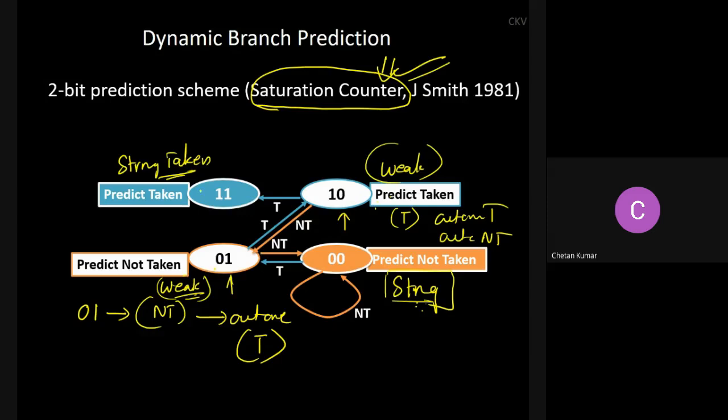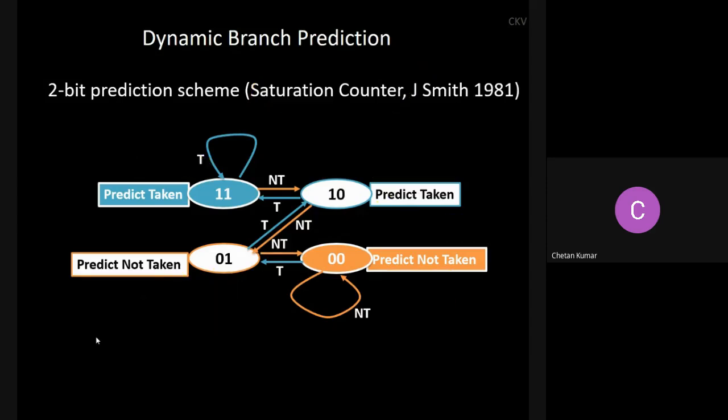Now here, once I go to the strong state, again the analysis remains the same. If the outcome is taken, you remain in the same state. If it is not taken, you go back to the 10 state and keep on continuing. So this is how the state diagram for a 2-bit prediction looks.